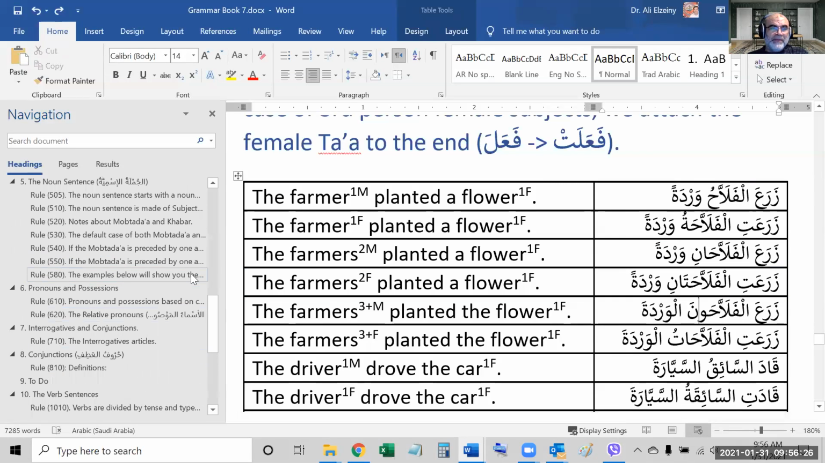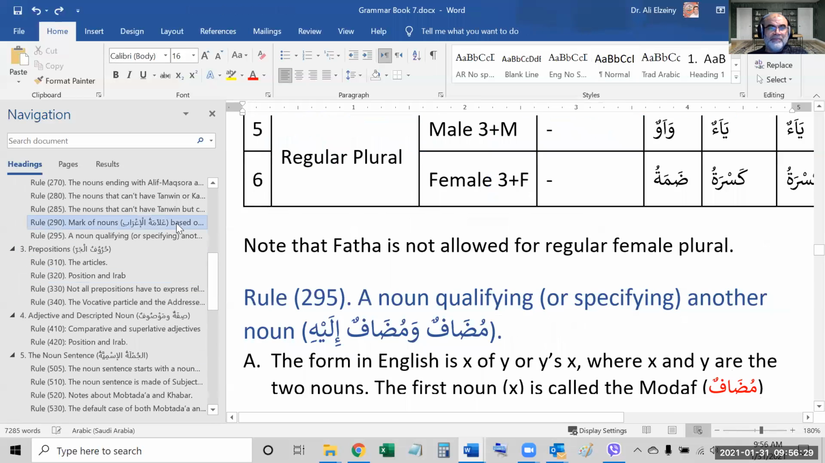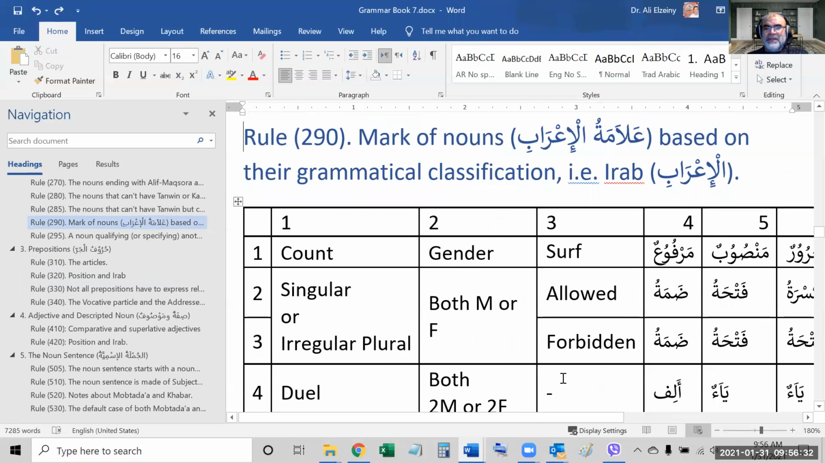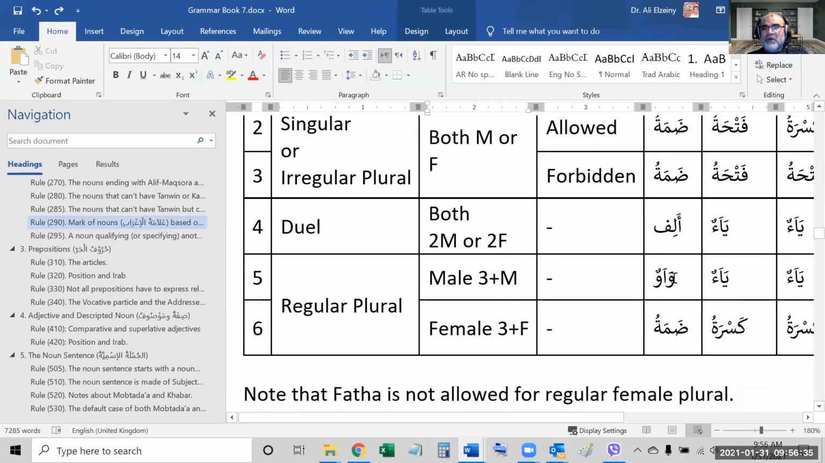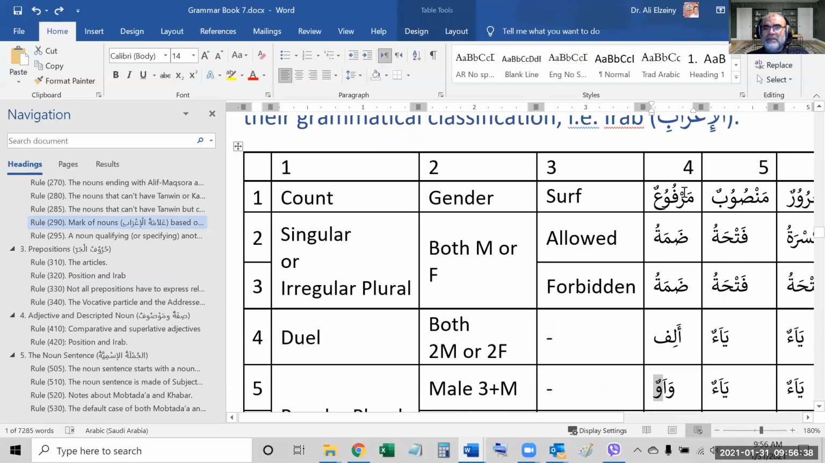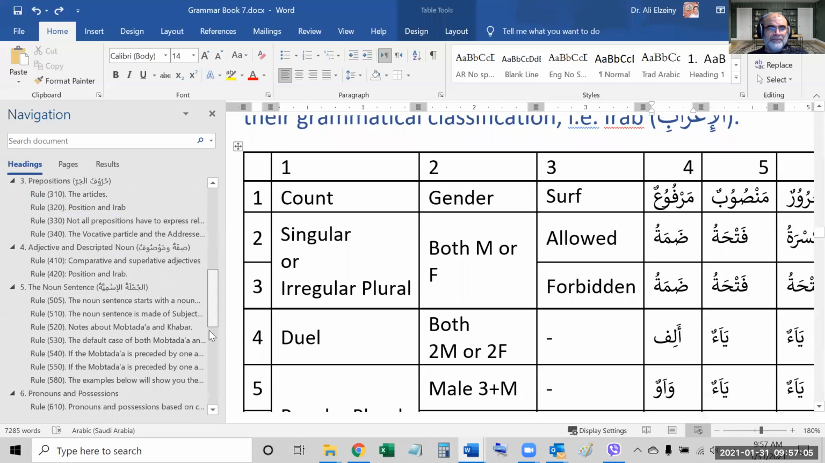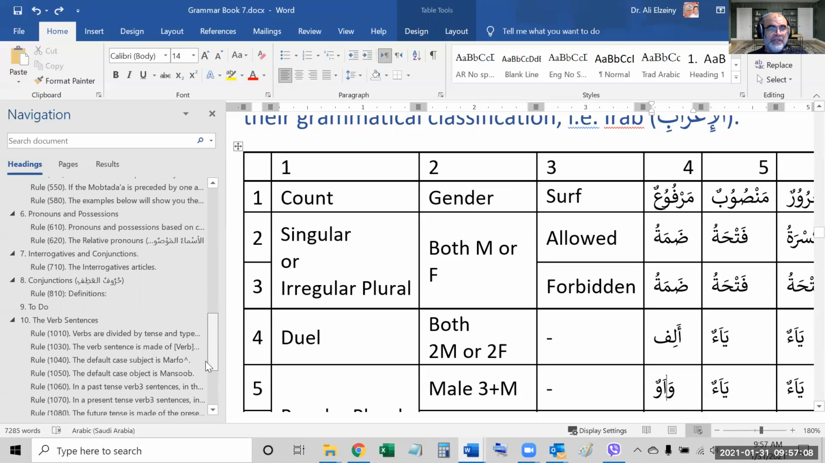We go back to the table here, mark of nouns, and it says that for 3 plus M, marfu' is waw. So fallahun, yes. Fallahin, no. Because it's marfu'. Why is it marfu'? Because it's a subject. And why is it marfu' with waw? Because it's 3 plus M. Male plurals, regular male plurals.